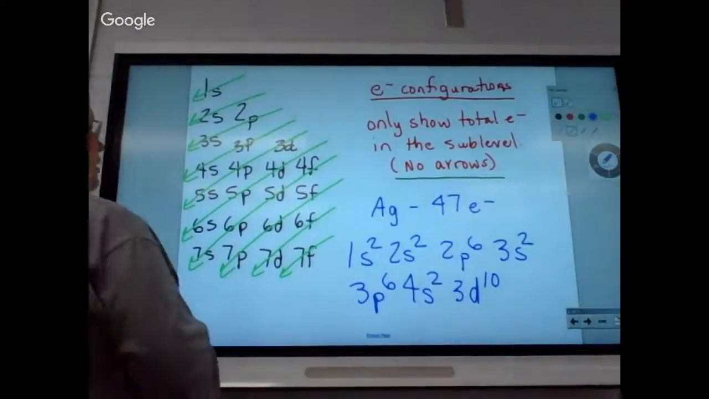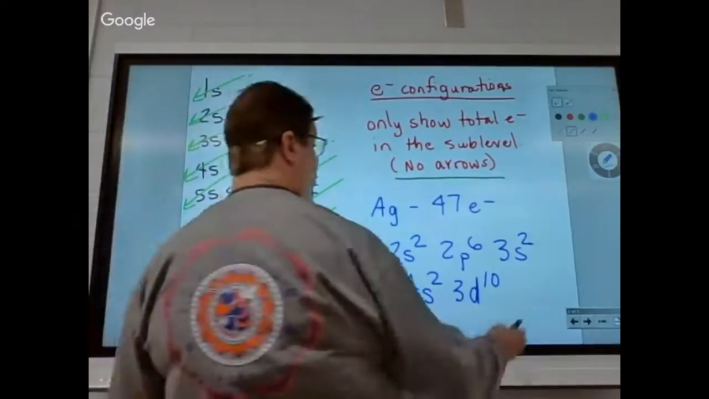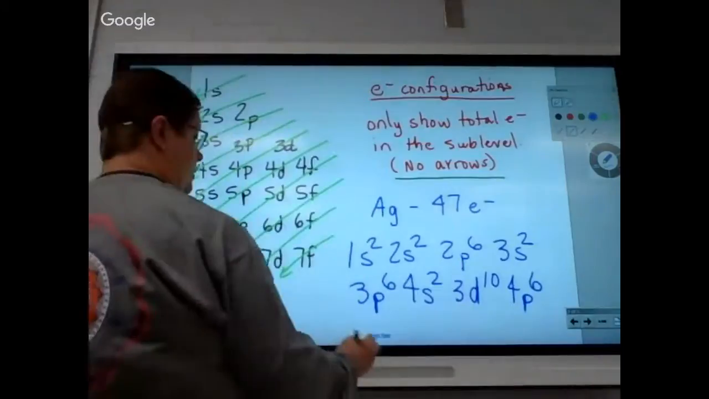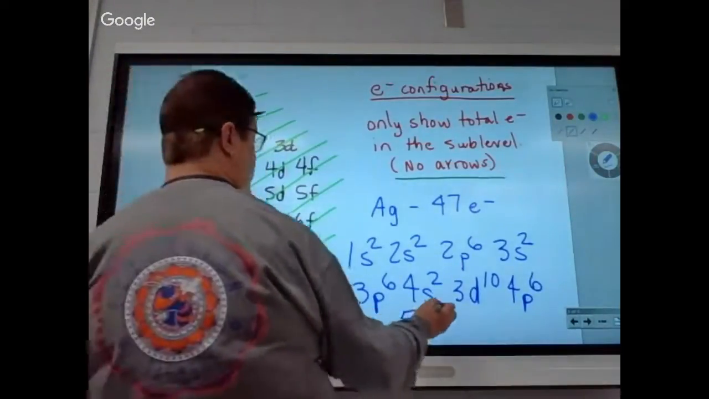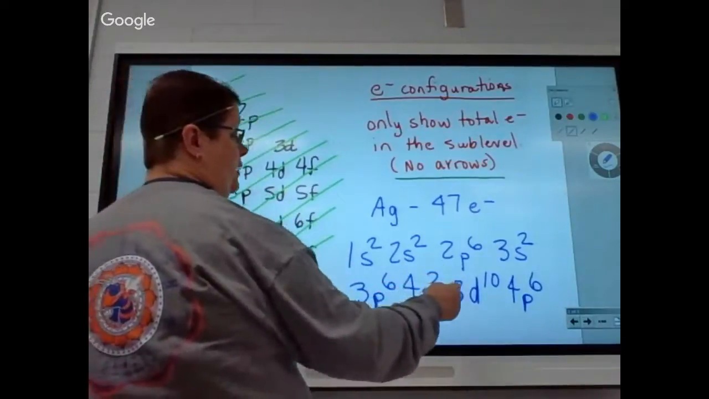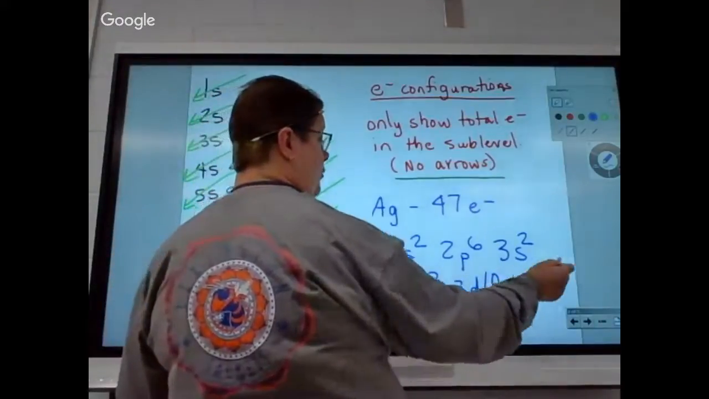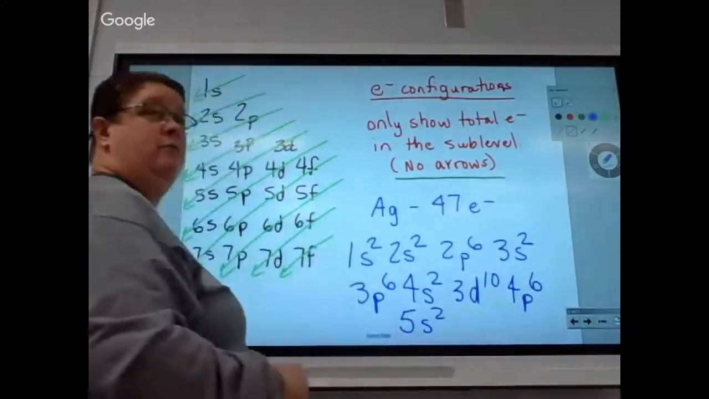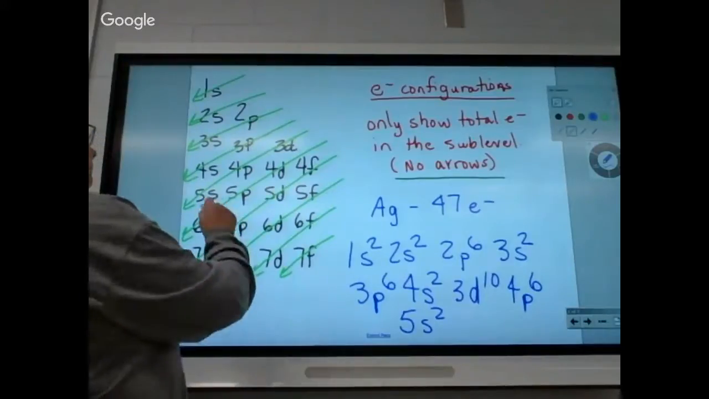All right, so after 3D, what comes next in our chart here, I should say? 4P can have how many? Okay, next. 5S can have, okay, let's count again. So this was 18, plus 2 is, plus 10 is, plus 6 is, plus 2 is, so we're at 38. We're getting a lot closer. All right, so after 5S comes what?